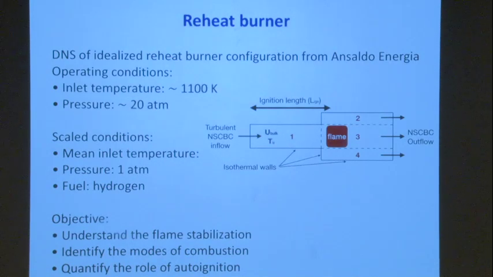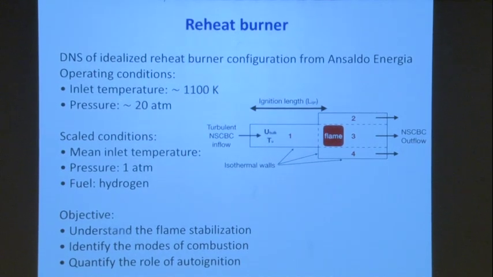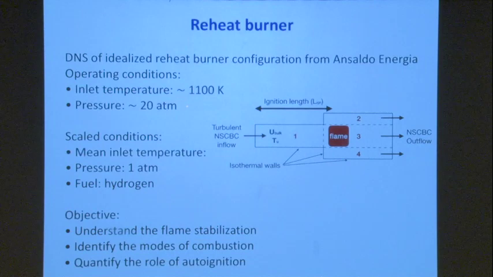So the DNS configuration here is shown. And it basically is operating at high inlet temperatures of about 1100 Kelvin. And the real combustor is operating at 20 atmospheres. But we thought we would initially start by looking at a 1 atmosphere simplified case to look at vitiated mixtures in this mixing tube, followed by sudden expansion into a combustion chamber. So it's a duct and a duct kind of configuration. And we have combustion and the flame autoignition generated and stabilized then in the combustor.